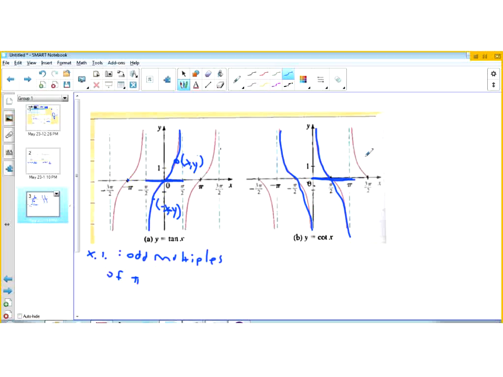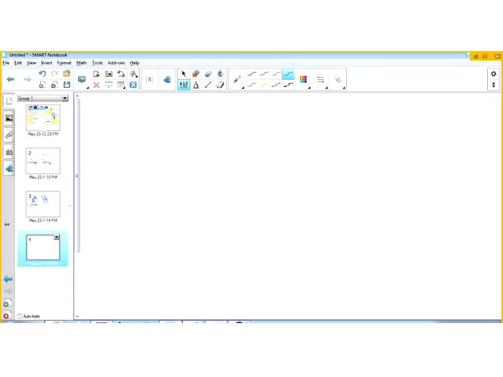So let's talk about the periodic extensions of the cosecant function and secant function. That'll go something like this. Let me see if I can pull up a graph. Whoops, sorry, wrong picture.